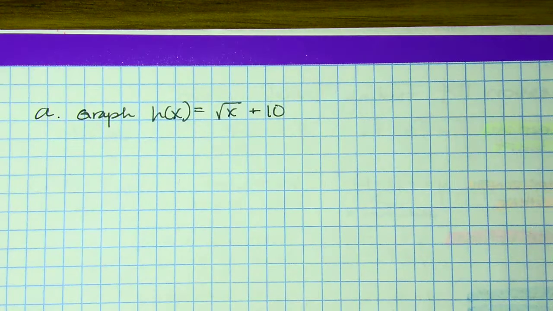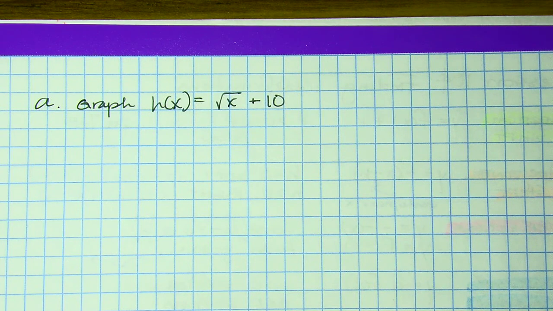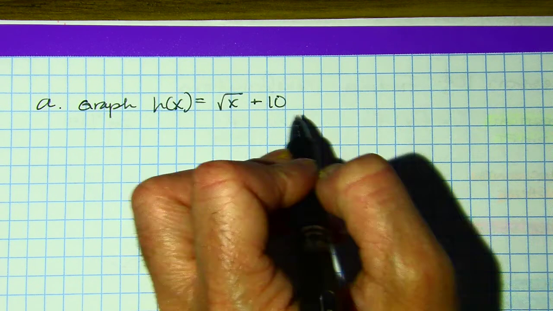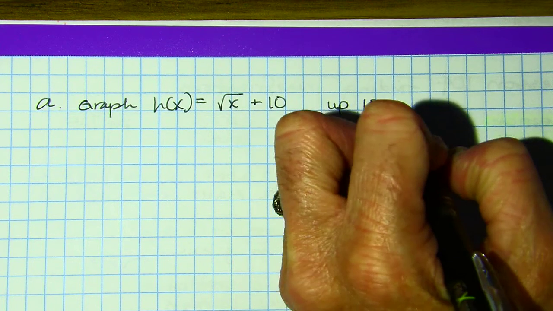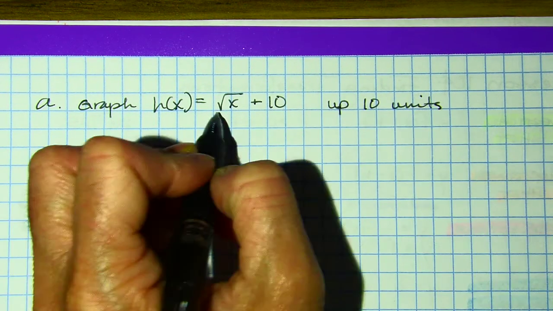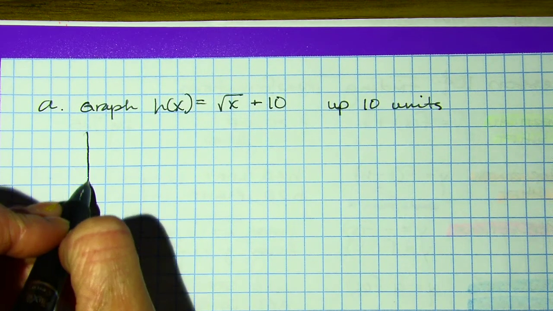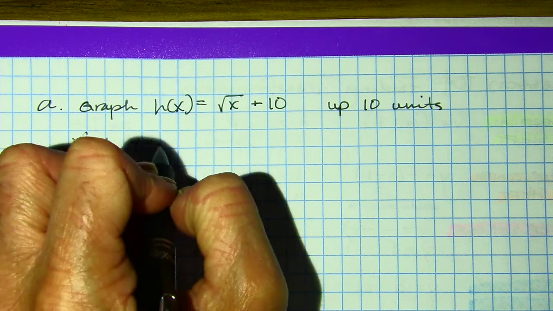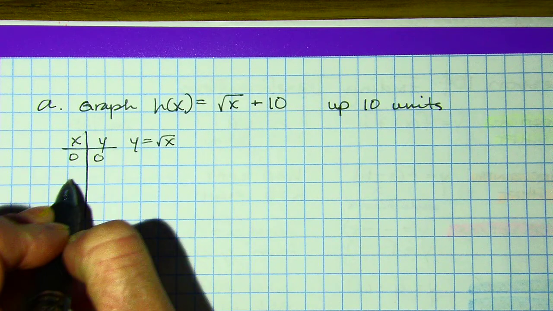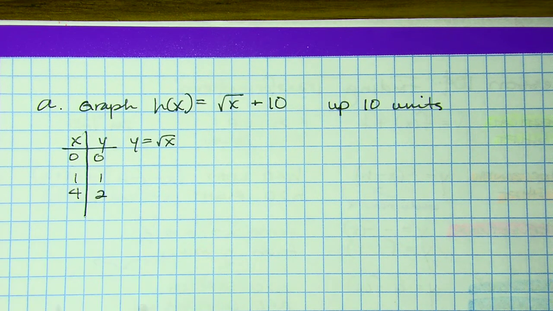Now notice where that plus 10 is. It's not inside near x, it's on the outside. So this graph has been shifted up 10 units. And it's still using the square root of x function. So if I do x, y equals the square root of x, I've got 0, 0, 1, 1, 4, 2.